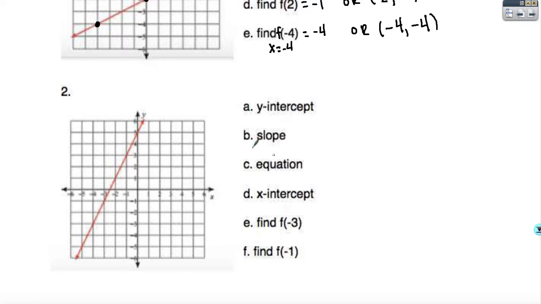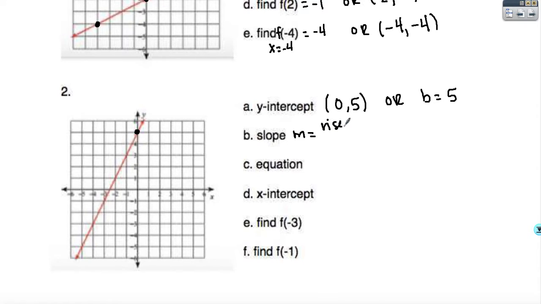On number 2, it asks us for our y-intercept, so we're going to find our y-intercept on our y-axis, and it would be right here at 5. If I want to write that, I might write that 2 different ways. I could see it written as a coordinate, which would be (0, +5), or you might see it written as b equals +5, because remember, b represents our y-intercept.